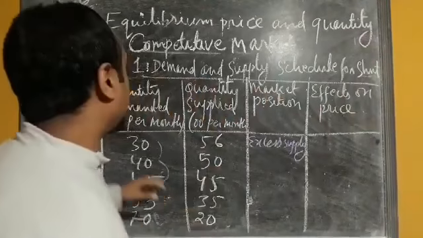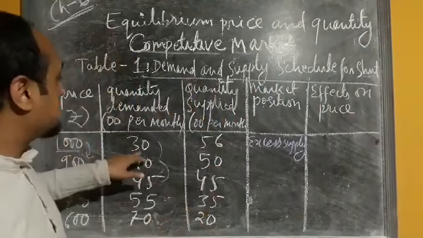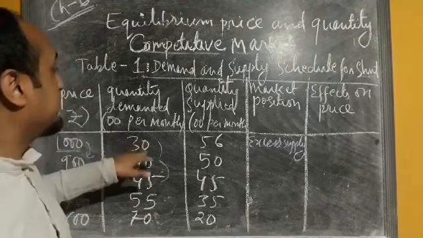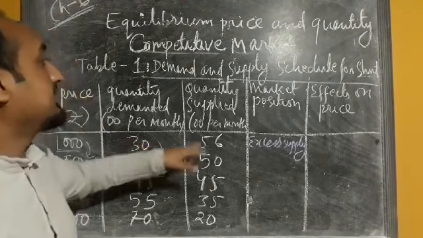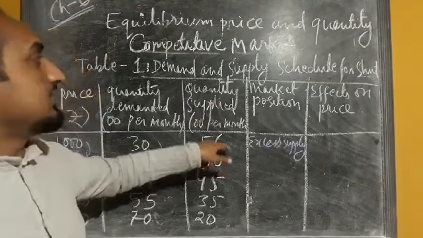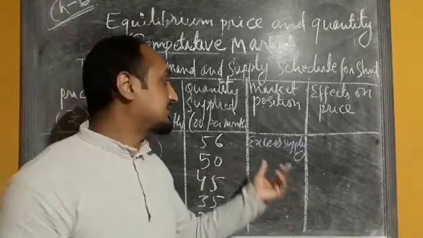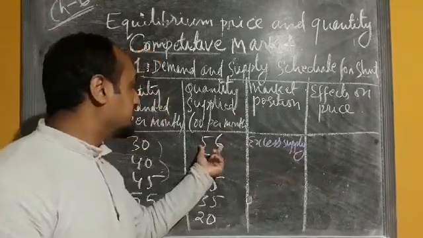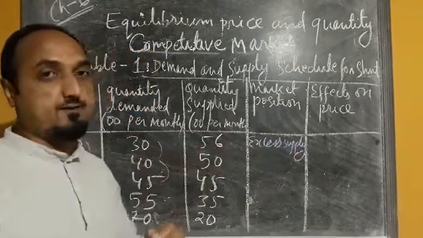First, we have already explained, at price 1000, quantity demanded is 30,000 units per month and quantity supplied is 56,000. So there is a situation of excess supply. That means here the supply is greater than demand.